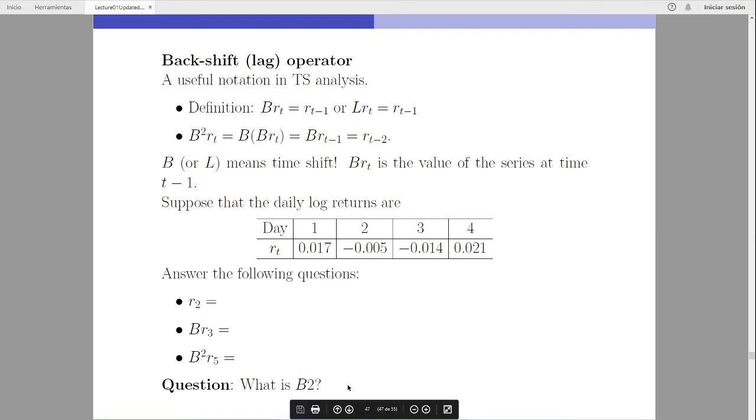Question, what is B2? B2 is an operator that means go two returns back. Yeah, it lags. It drags the return several steps back.